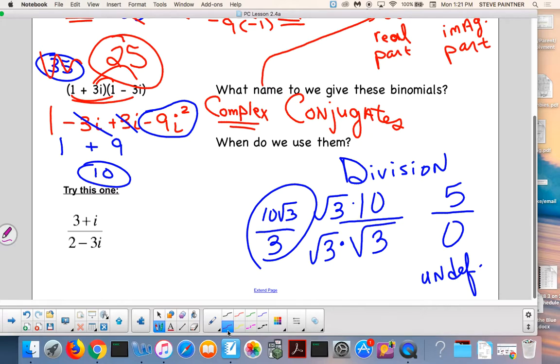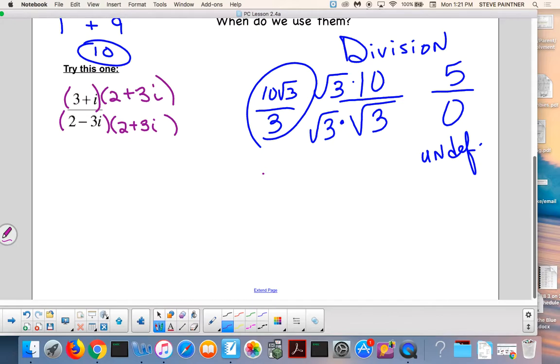Okay. Tommy? Yeah, take the 2 minus 3i times what? 2 plus 3i. Okay, do that right now. And by the way, what you do on the bottom, you got to do on the top. You can't treat the bottom any differently than the top. There you go. Take a little time, multiply both. See what happens.